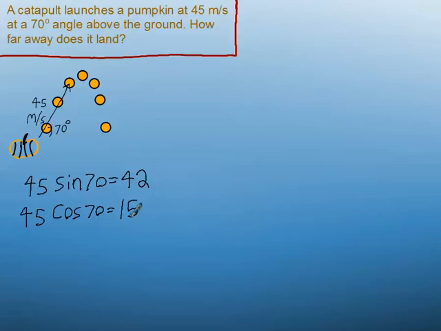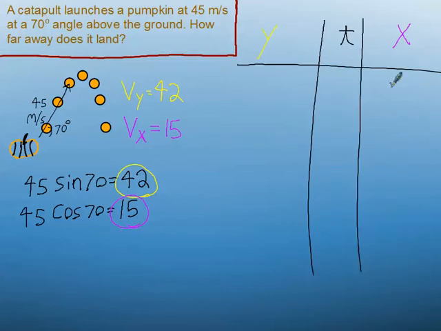So you have to ask yourself, was the pumpkin launched more in the upward direction, or was it launched more to the right? Well, it was launched more in the upward direction. 70 degrees is a very sharp angle, which means your original velocity in the y direction, your initial velocity, was 42, and in the x direction, horizontally, your initial velocity was 15 meters per second.